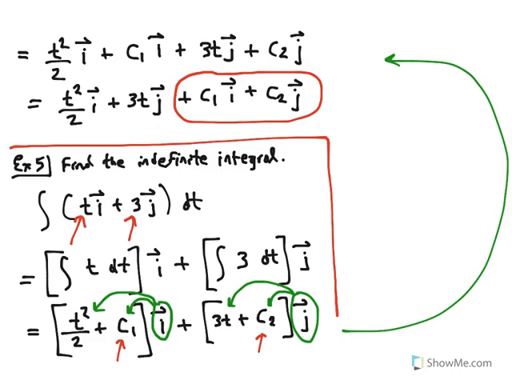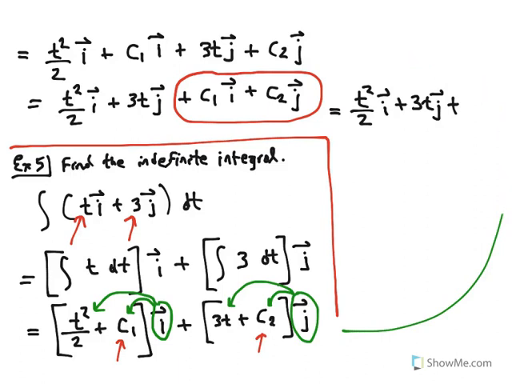So another way you can write the answer here is just writing t squared over 2 i plus 3t j plus c, where c represents a constant vector. It would be what we had here. Now that you understand what we just went over, we could do example 5 in a more condensed way, as I'm about to show you now.